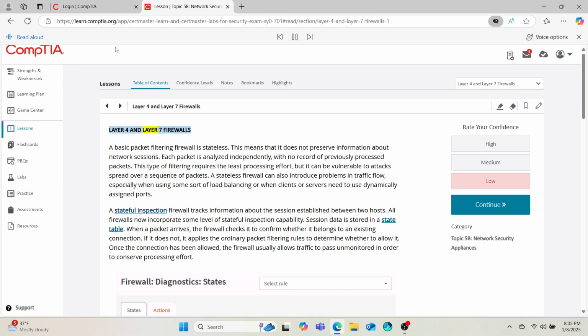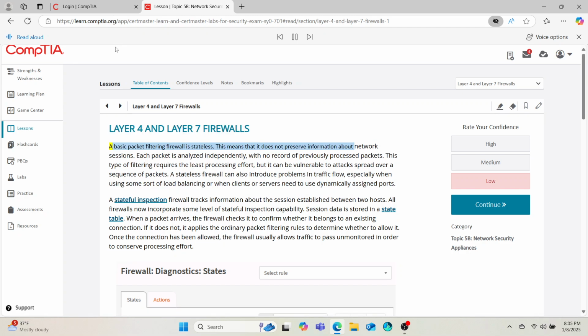Layer 4 and Layer 7 firewalls. A basic packet filtering firewall is stateless. This means that it does not preserve information about network sessions. Each packet is analyzed independently, with no record of previously processed packets.